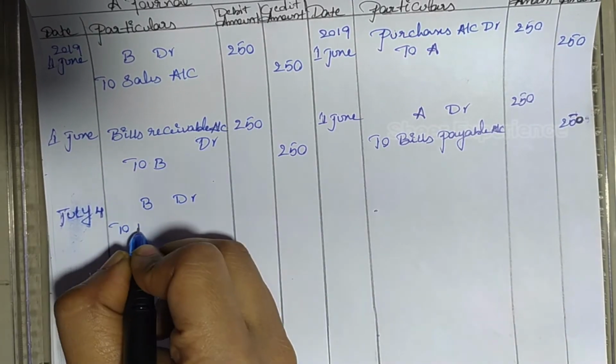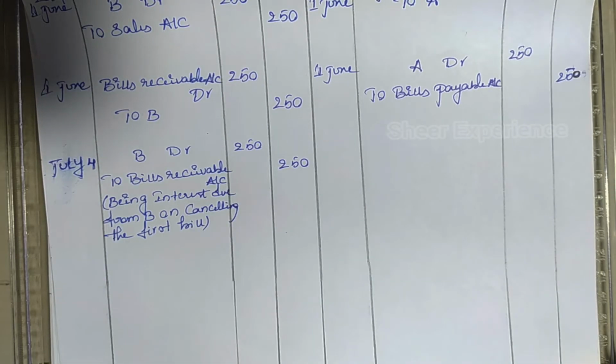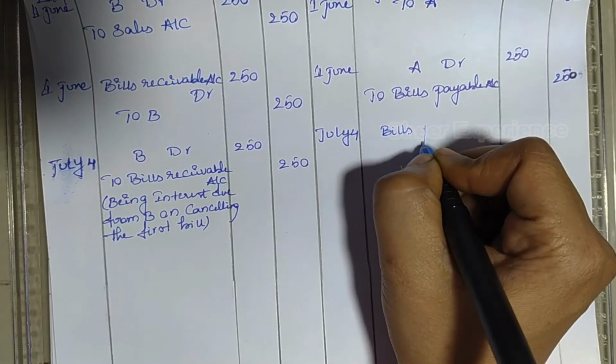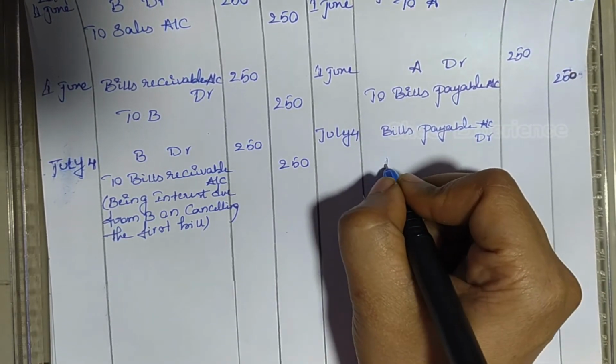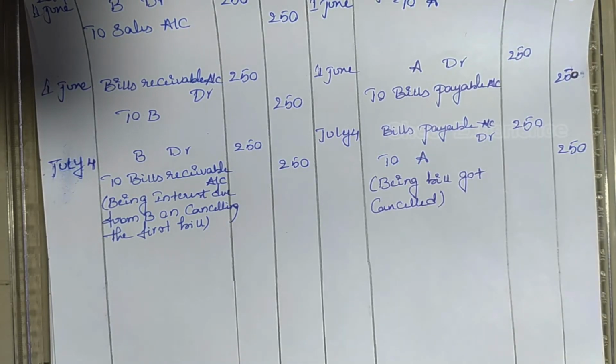Entry in A's book is B debtor to bills receivable account. This entry is the cancellation entry. When the acceptance is received, we debit to bills receivable account and credit to debtor. That is B. Now when the bill is cancelled, we need to reverse the entry. That is B debtor to bills receivable account. Amount is 250. Entry in B's book is bills payable account debtor to A. Here also we are reversing the previous journal.